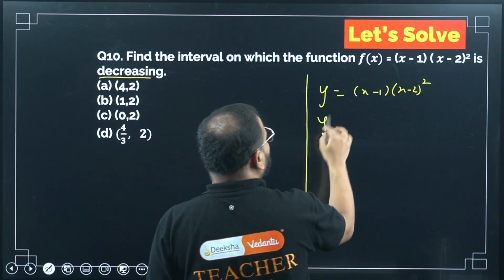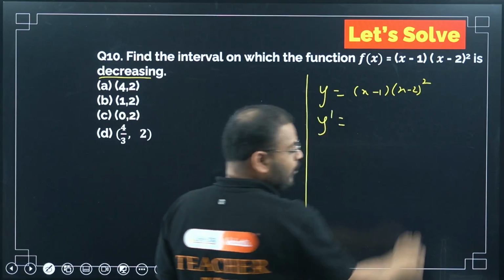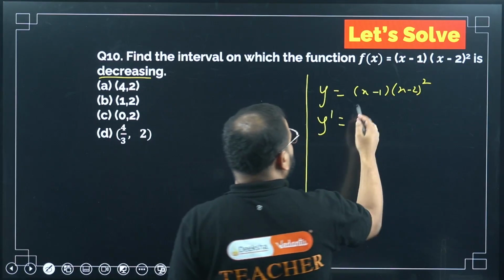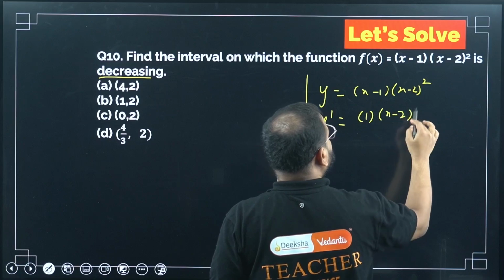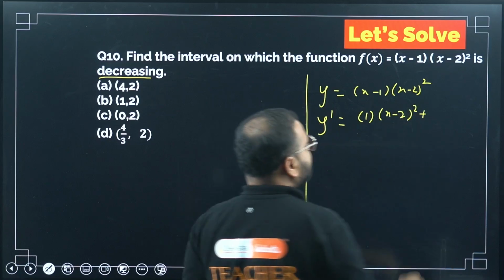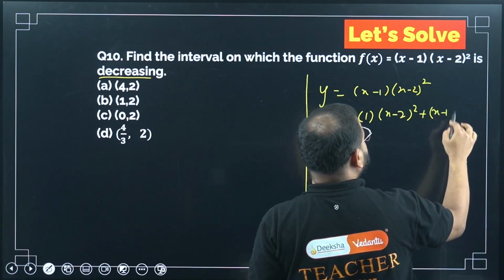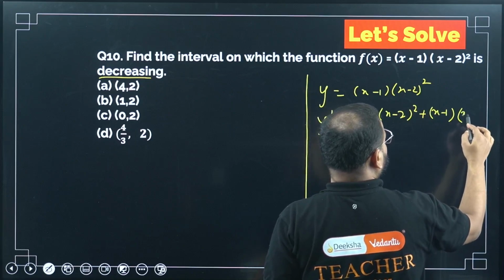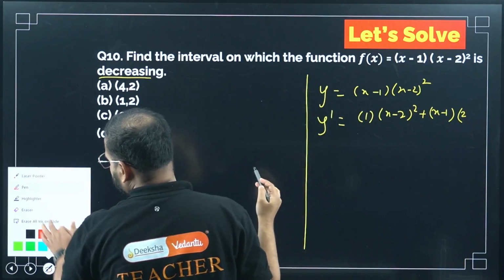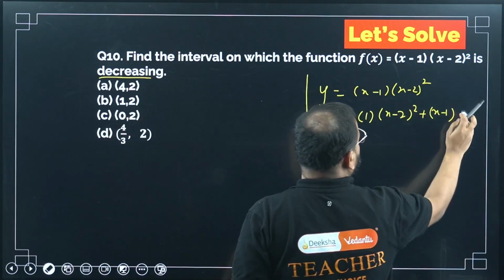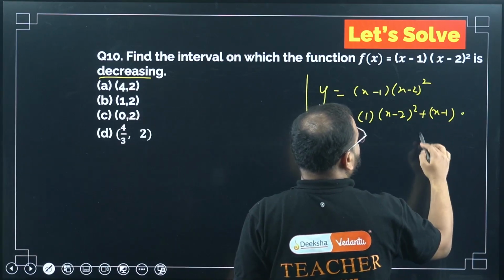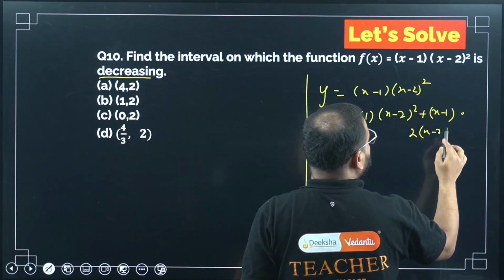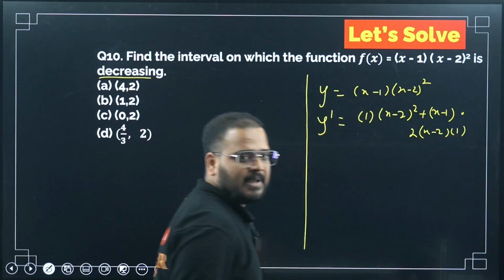Please check. What will y dash be? I have to use the product rule. Let's do it for this part first. It will be 1 times (x minus 2) the whole square, plus I'll keep x minus 1 as it is, and I'll get 2 times (x minus 2) times 1. Hope you can see this.